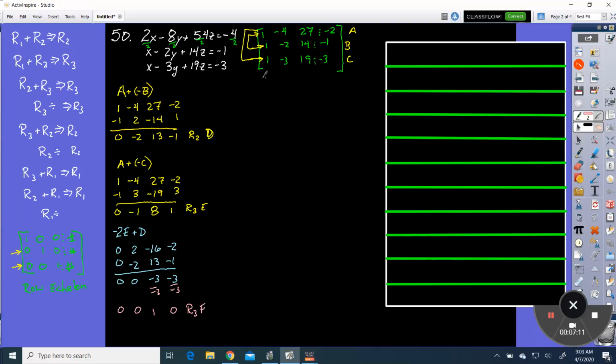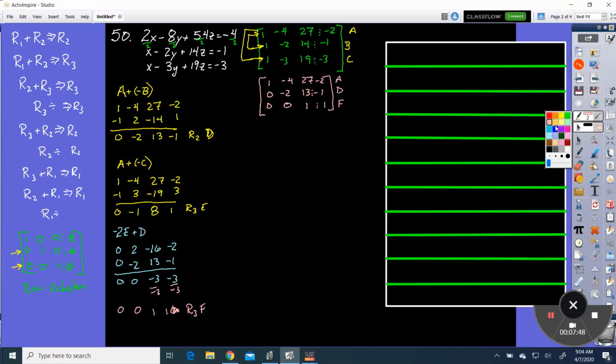Okay, so just so you can kind of see where we're at, what we have, that's not 0 right there, that's 1. So we have 0, 0, 1, 1. We call that F. Right here we have 0, negative 2, 13, negative 1. We called that one D. And we have 1, negative 4, 27, negative 2, and that one was A. Okay, so that's the rows that we have in here.